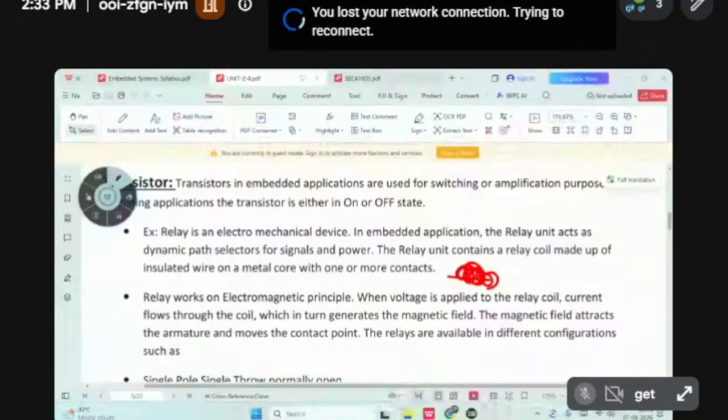So for what purpose can we use the relay device? To have the dynamic path, or we can also call it the dynamic path selector, right? To move the signal from one location to another location, it will choose the path.